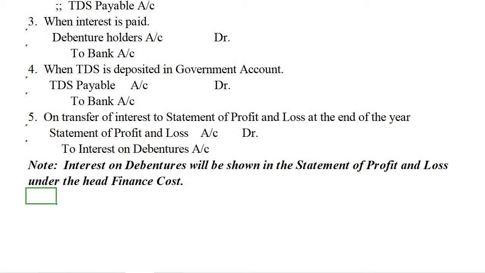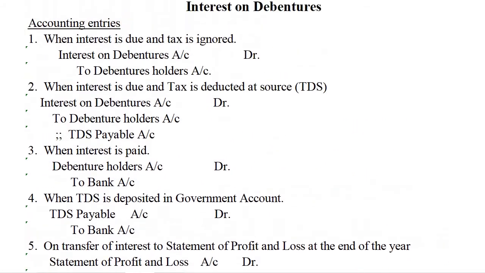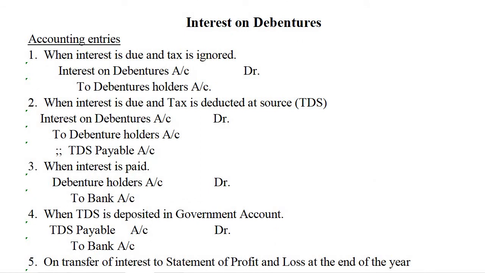Okay, once again we will revise the thing. So journal entry for the interest on debentures will be written like this. If in the question nothing is mentioned regarding the tax, we can write the due entry as interest on debentures debit to debenture holders. That means debenture interest is to be paid to debenture holders. That is the due entry at the time of due date of payment of interest.